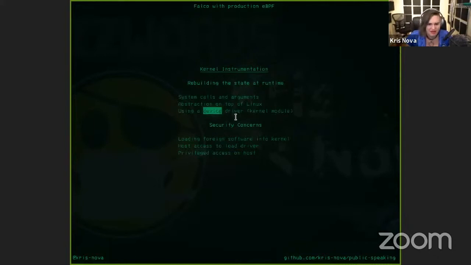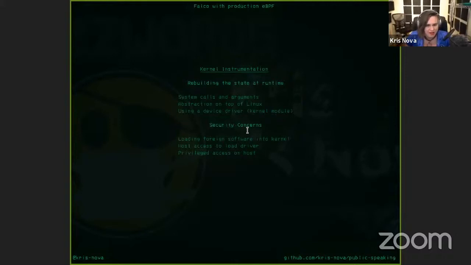If Thomas gives me enough time, I can actually show you what this looks like. And then we are using a kernel module to create this device driver. Obviously, there are some security concerns with this, as well as some other runtime concerns. Particularly, we're loading foreign software into a kernel.